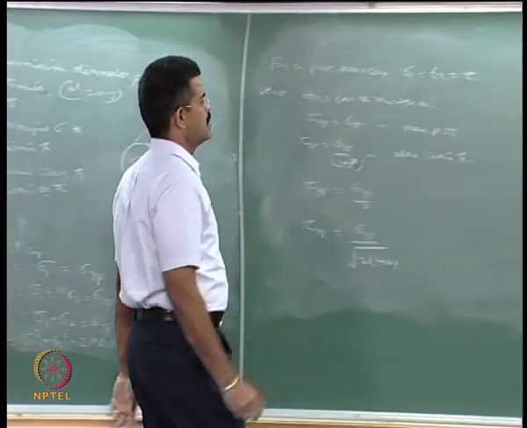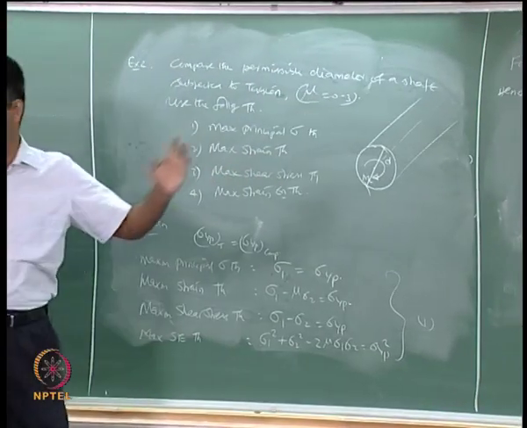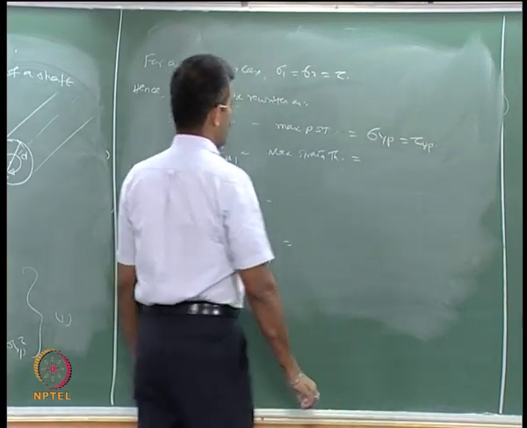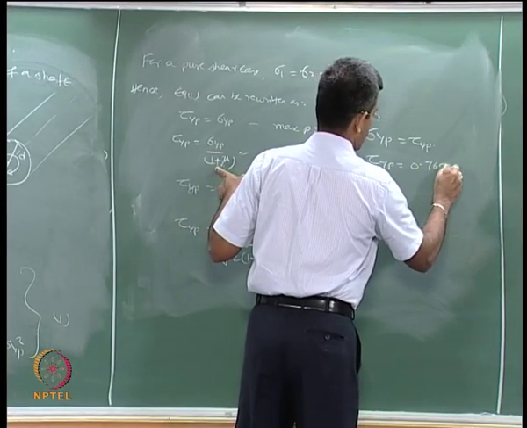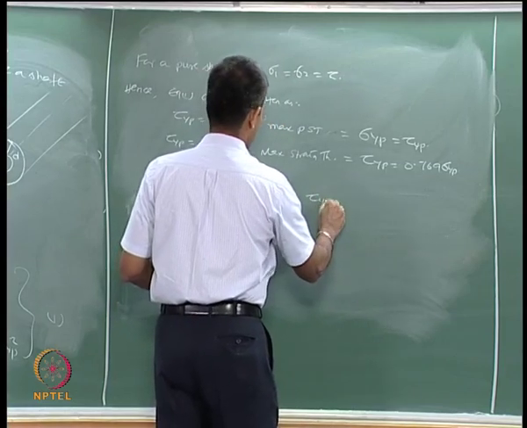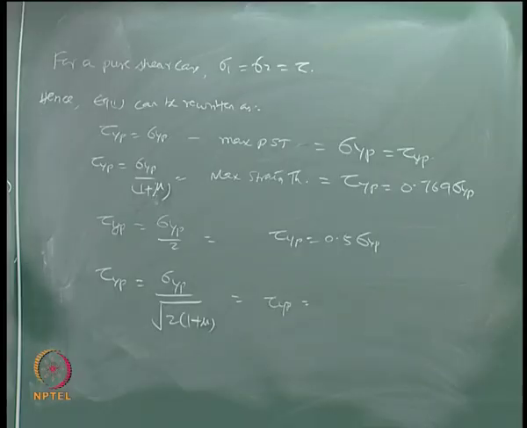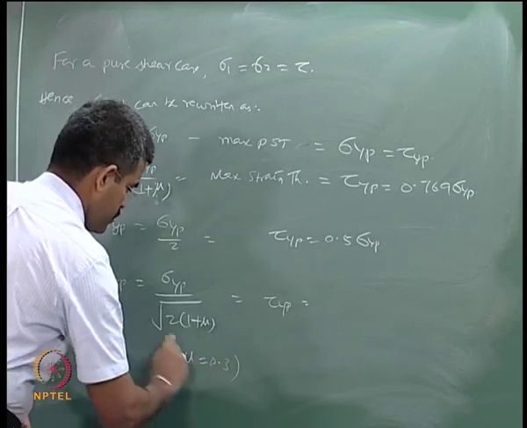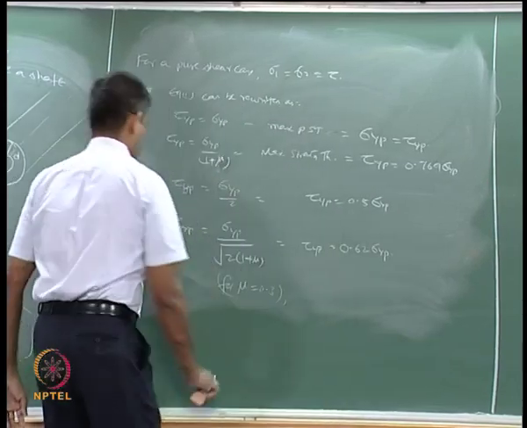Now I have the value of mu. Can you just tell me what are these values? Equivalently, after substituting for mu, because mu already is 0.3. Can you tell me these values? So this is going to be simply sigma yp, no change in this. That is tau yp. And in this case, tau yp will be equal to 0.769. And in this case, tau yp is equal to 0.5, and in this case tau yp is equal to 0.6.